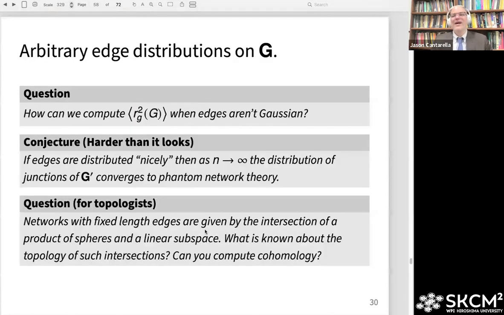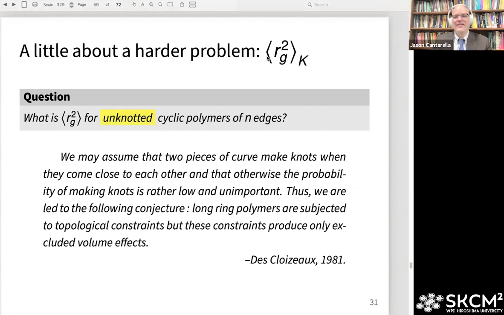Okay, now I think I have 3 or 4 minutes left. So maybe I just want to preview another thing that's in progress so that I can ask people who are interested in fluids and in topology a question. So, okay, here's a harder problem, and it's just about cyclic polymers.